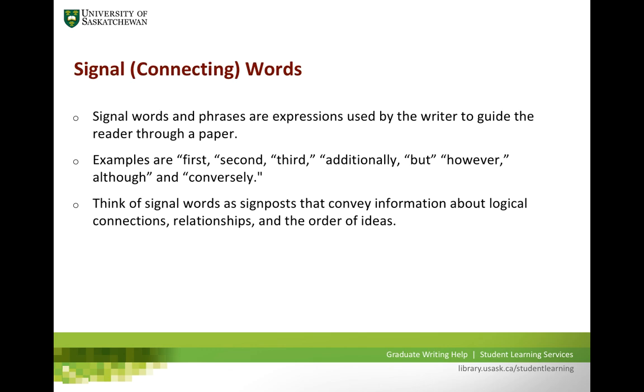I'd like to move on now to talk about signal words or connecting words. Signal words and phrases are expressions used by the writer to guide the reader through a paper. They're very important parts of a paper. Examples are first, second, third, additionally, but, however, although, and conversely, though there are many more. And they're important because they're signposts that convey information about logical connections, relationships, and the order of ideas to your reader.